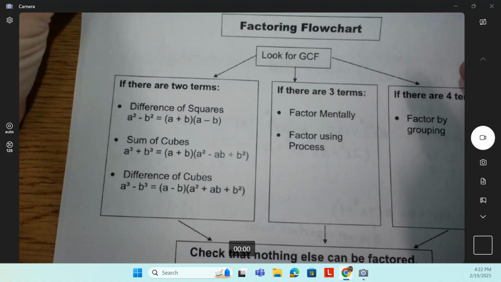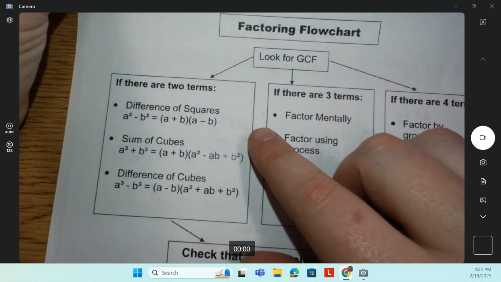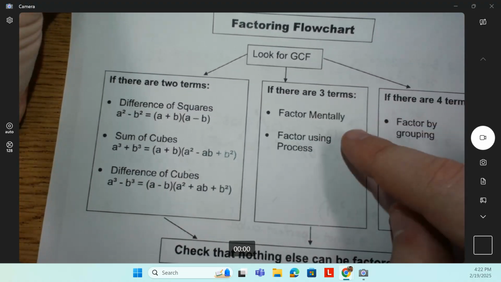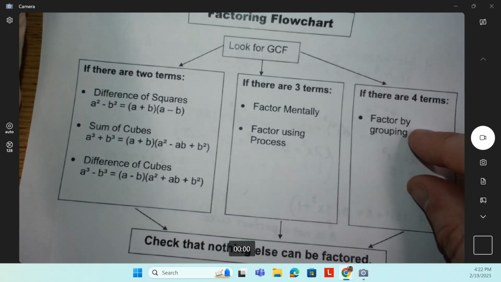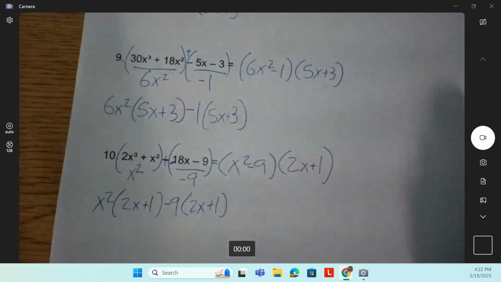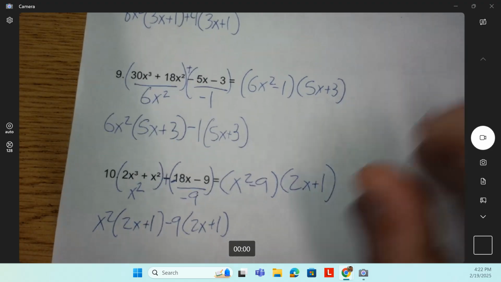So that's taking, and again, looking at our chart to finish it up, we've done checking for greatest common factor, which I probably forgot to do on one of those. Then we had a couple difference of squares, used the process or factored mentally, and then at the end, those last 3, we did grouping. So that takes care of that for us, and good luck with it.